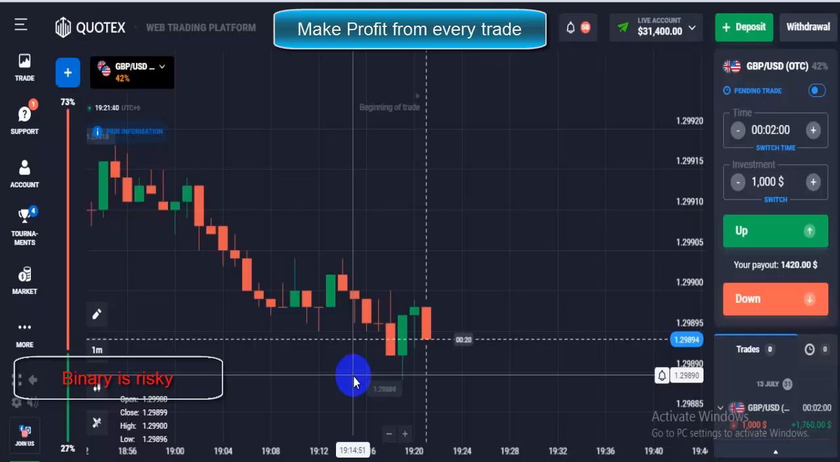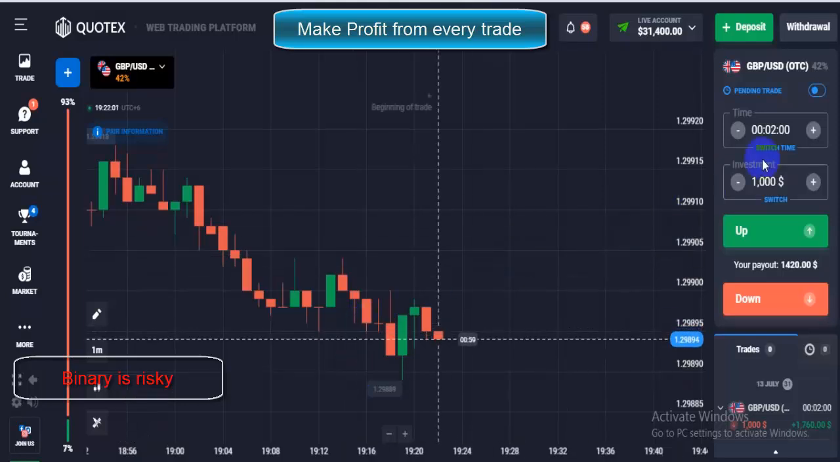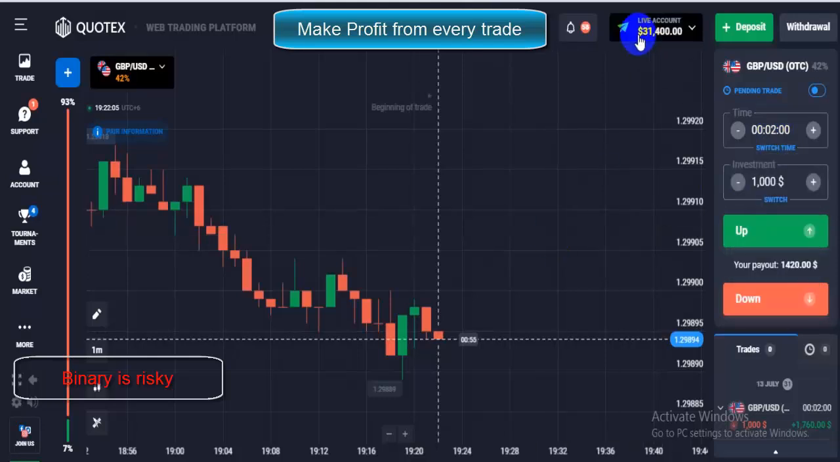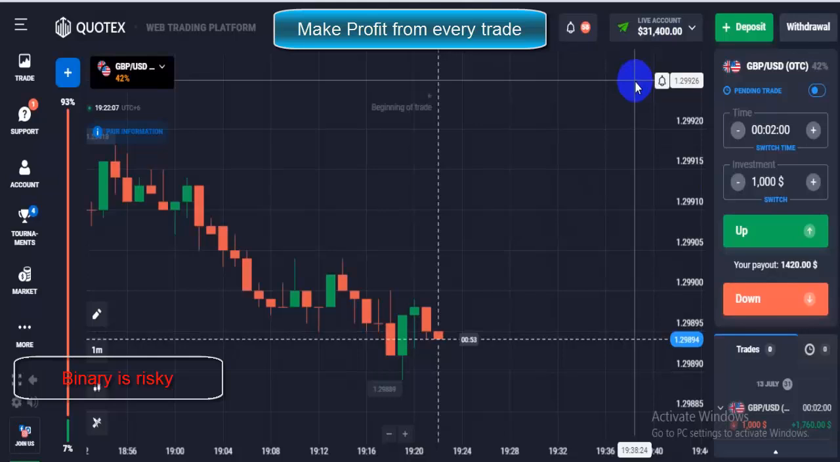Now I show you how I take a trade, how I take profit, and how I take it in expert terms, in my price action trading strategy. So now I am waiting for a good position, a good price, and after that I take entry. First of all, I need to set the expert time to 2 minutes. I always use this, and this is my live account.